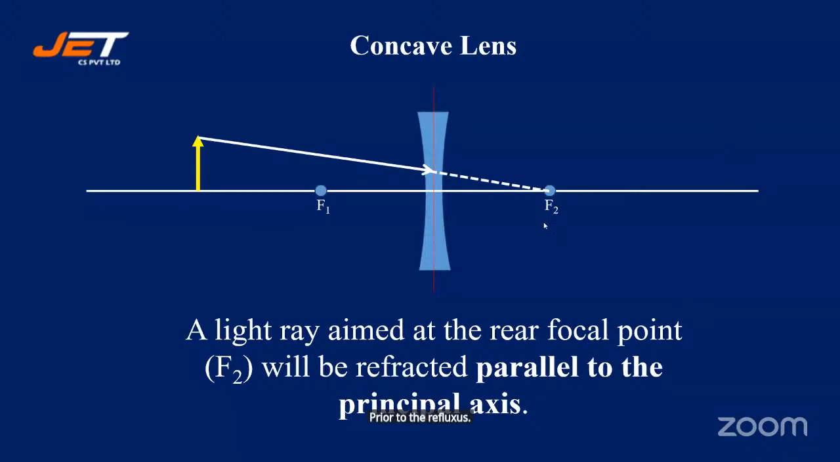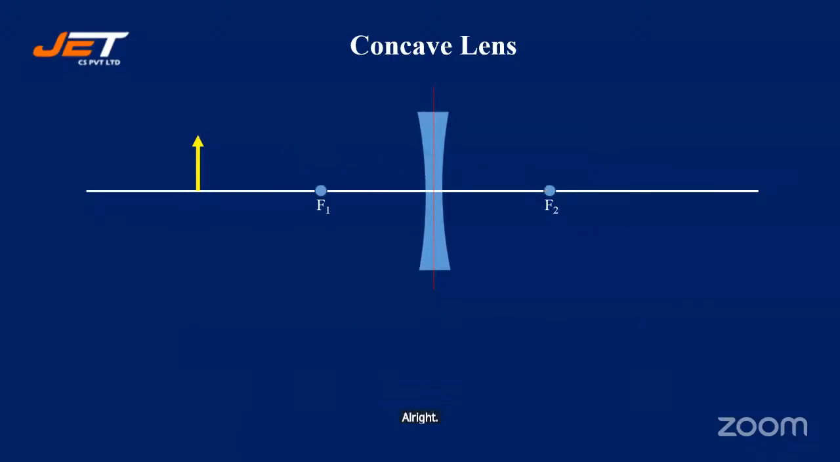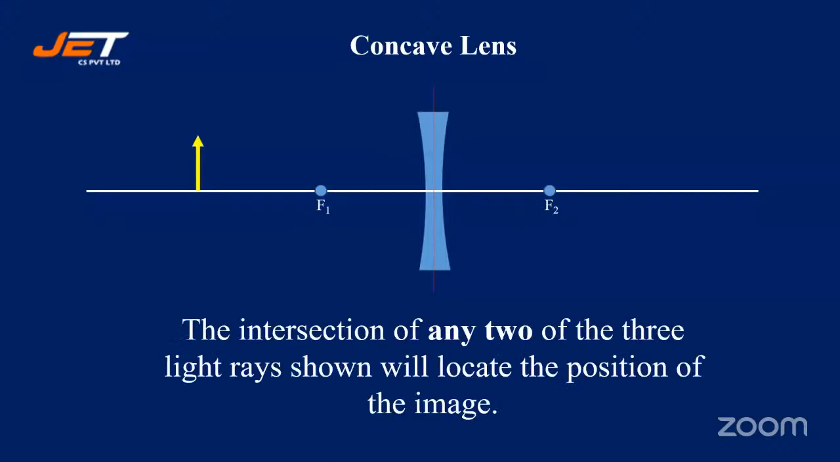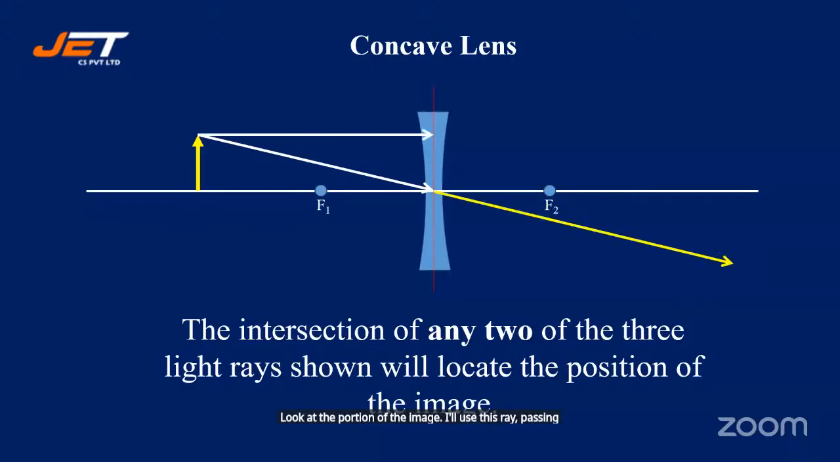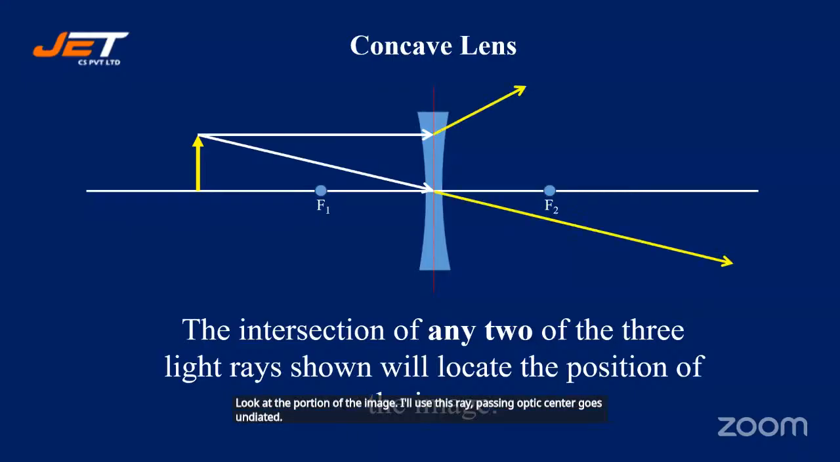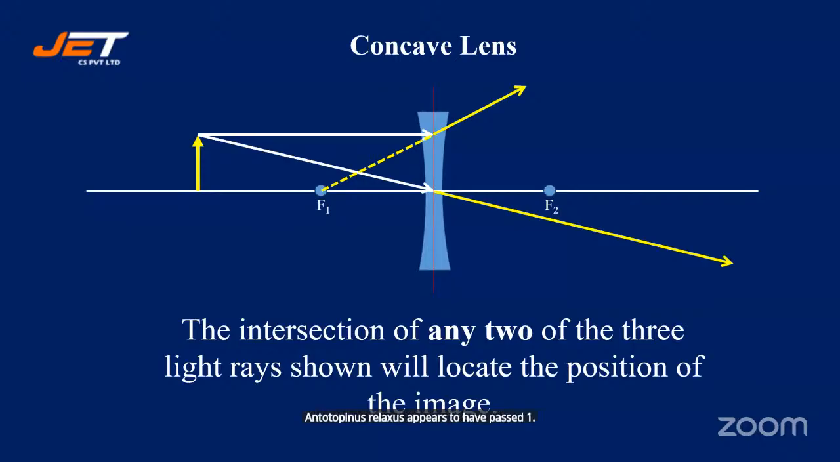All right. Now the intersection of any two of these three rays I can use to find the position of the image. I'll use this ray passing through the optic center, which goes undeviated; the ray parallel to the principal axis, which appears to pass through F1; and the ray directed towards F2, which will pass parallel to the principal axis.